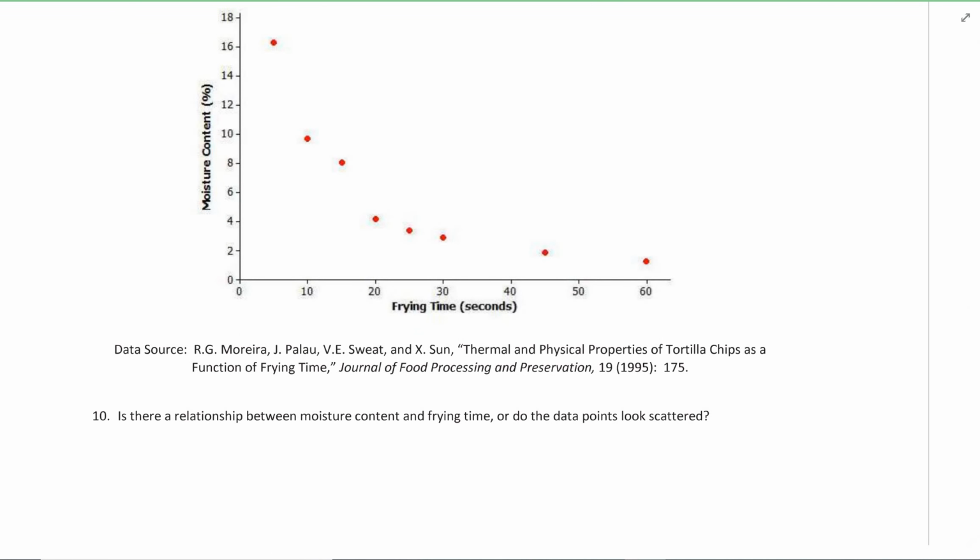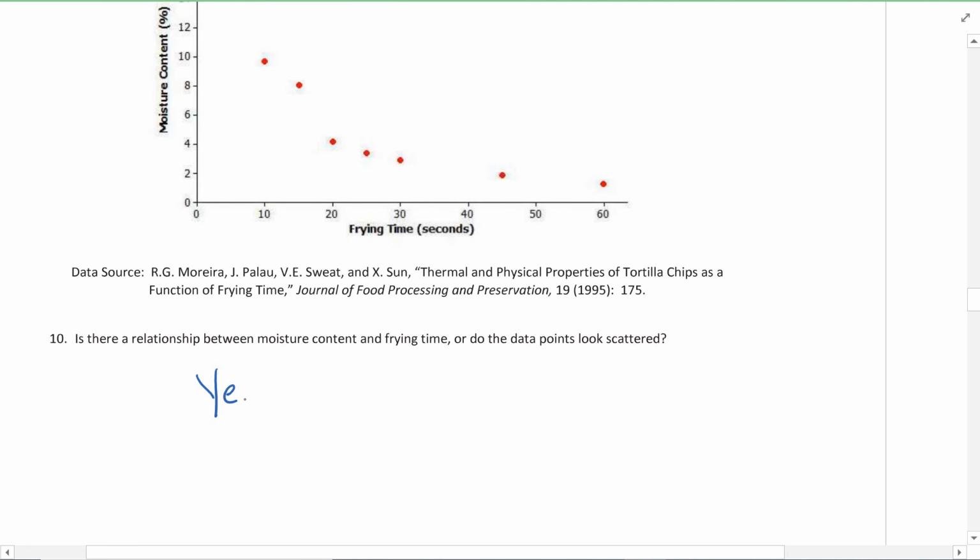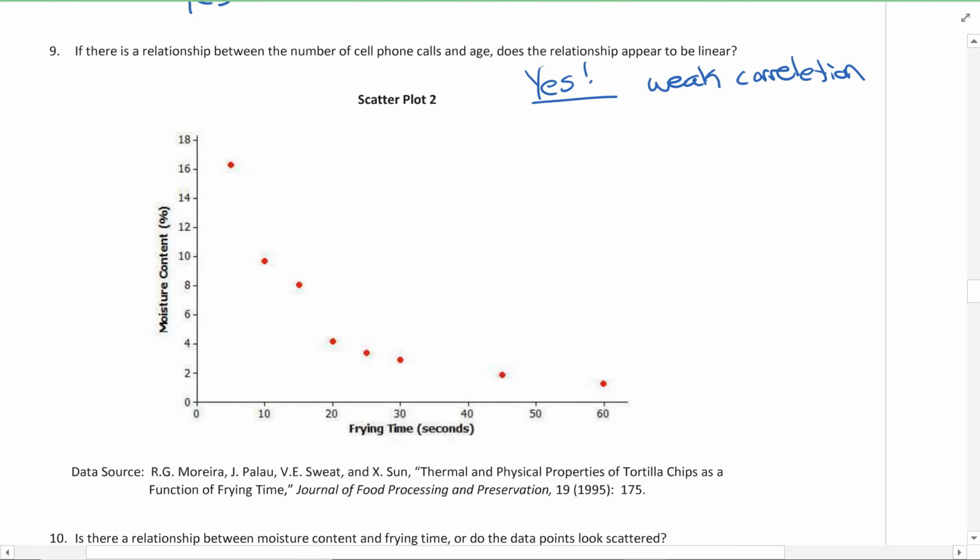So, is there a relationship between moisture content and frying time, or do the data points look scattered? These definitely don't look scattered. This, I would say, is a strong correlation, because the points are almost in a line. You can kind of trace the pattern. So I would say yes, there is a correlation. I would even say there's a strong correlation. I spelled correlation wrong up here.